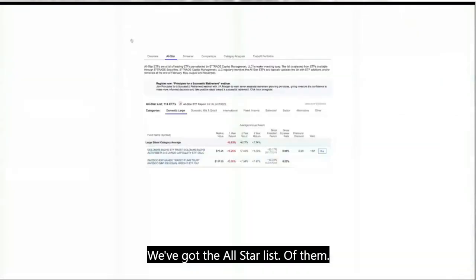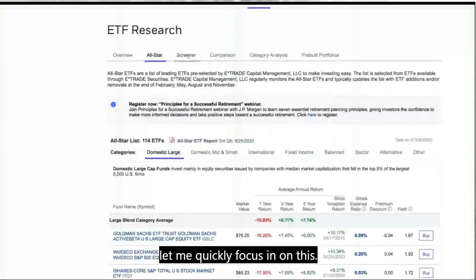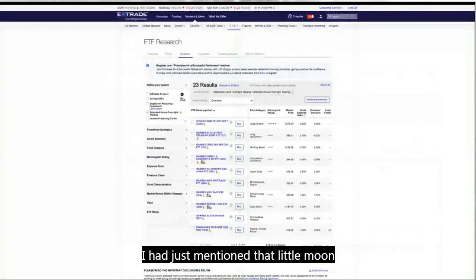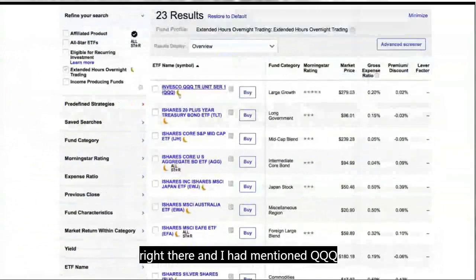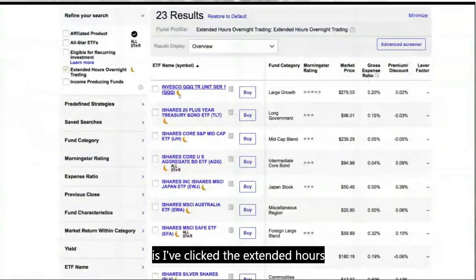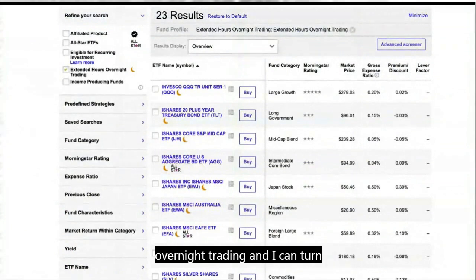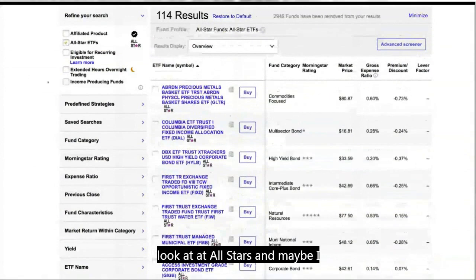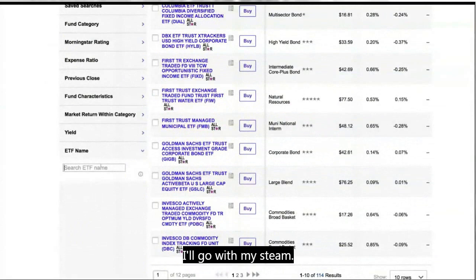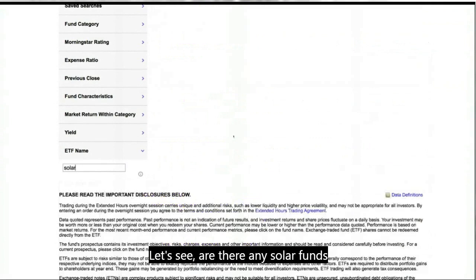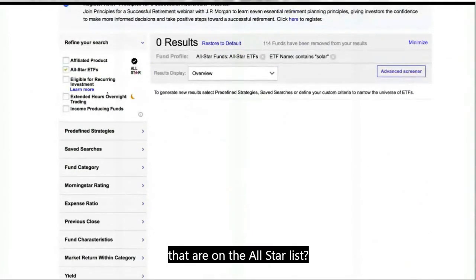Let me zoom in again. We have an exchange-traded fund screener. And then let me quickly focus in on this. Do you remember I had just mentioned that little moon right there, and I had mentioned QQQ? Because what I did on the screener is I've clicked the extended hours overnight trading, and I can turn that off as well. If I just want to look at all stars, and maybe I want to drop down here, and again, I'll go with my theme. I was going to say let's go with Asia, but I'm going to change my theme to solar. Let's see, are there any solar funds that are on the all-star list?